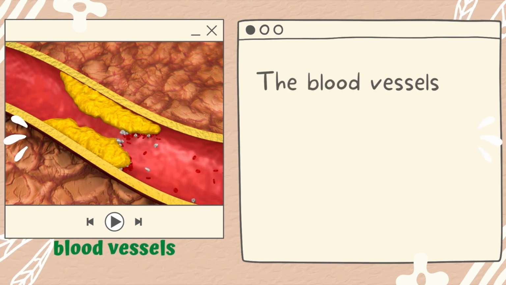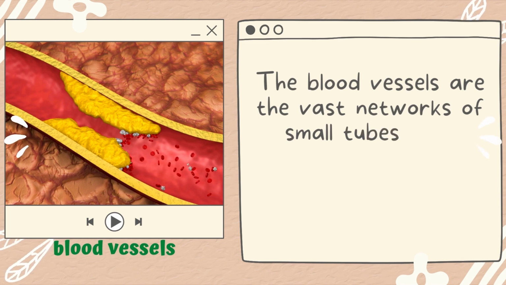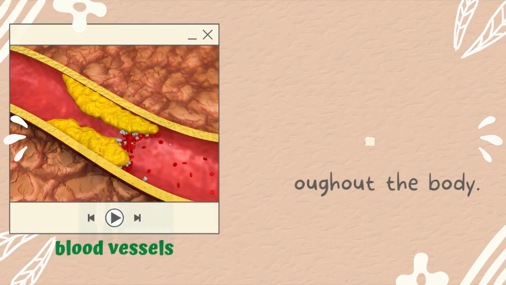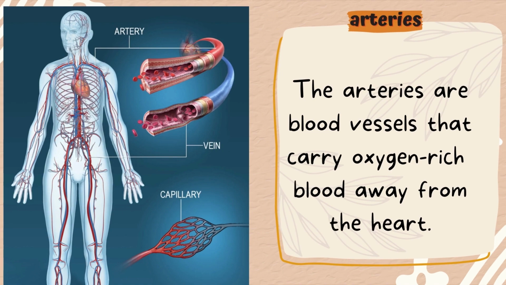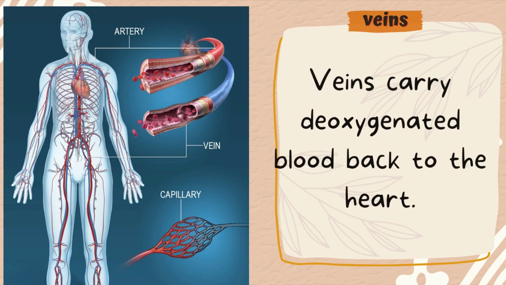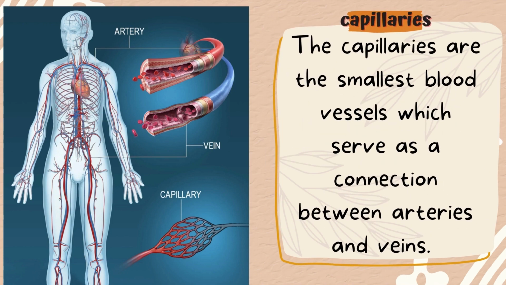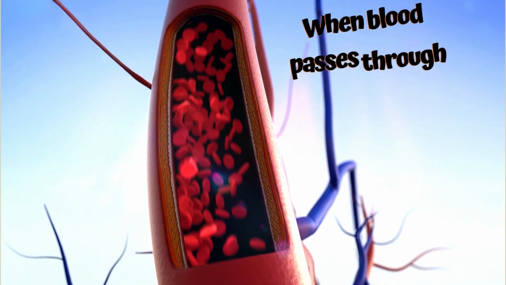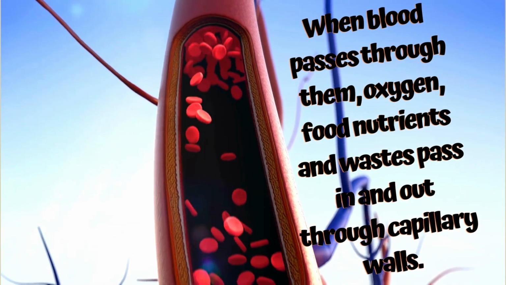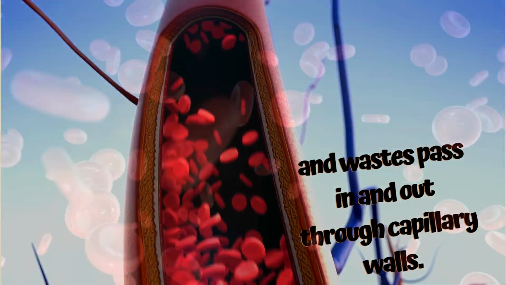Blood vessels. The blood vessels are the vast networks of small tubes that carry blood throughout the body. The arteries are blood vessels that carry oxygen-rich blood away from the heart. Veins carry deoxygenated blood back to the heart. The capillaries are the smallest blood vessels, which serve as a connection between arteries and veins. When blood passes through them, oxygen, food, nutrients, and wastes pass in and out through capillary walls.